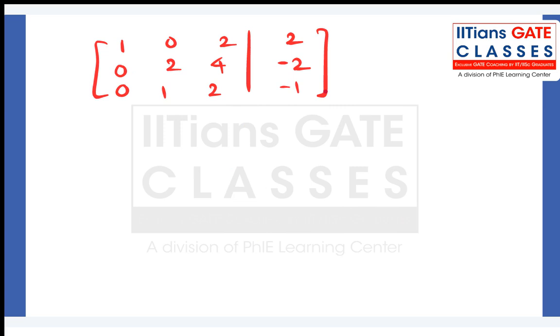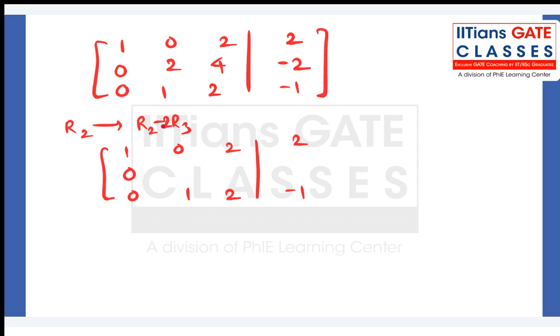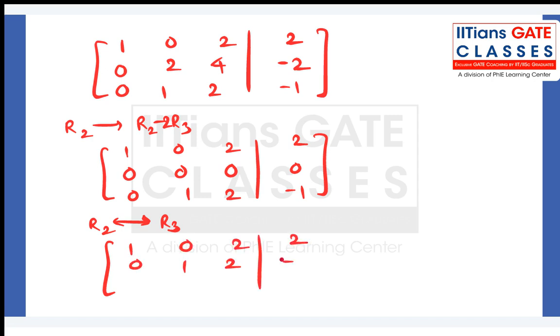Okay. And now if you pay attention to R2 and R3, you'll realize that R2 is just 2 times R3. Okay. So what you can do is subtract 2R3 from R2, and R3 remains unchanged because we are not doing anything there. So this row will become 0, 4 minus 4, 0, minus 2 plus 2, 0. Okay. So now you can interchange R2 and R3 so that you can write it in a standard form. You can swap the rows, it doesn't matter. Okay, so 1, 0, 2, 2, 0, 1, 2, minus 1, 0, 0, 0, 0.